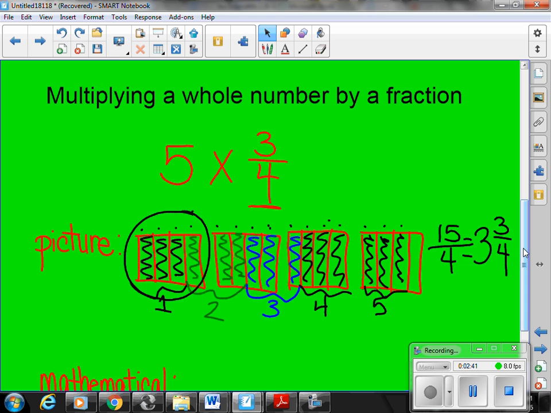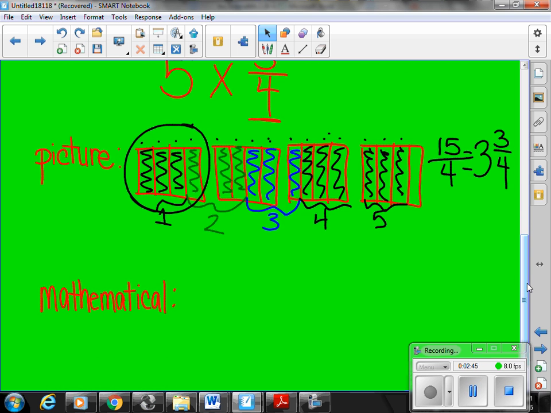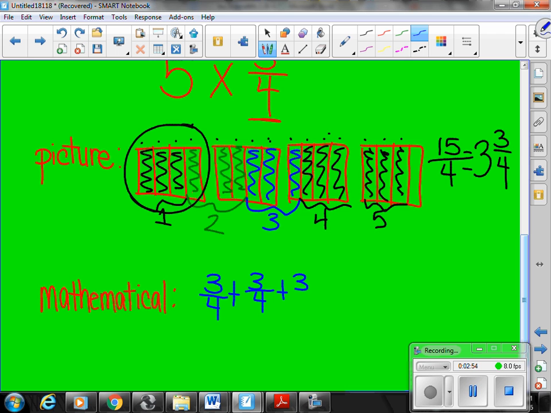Let's look at it mathematically. I said 5 times 3/4 was the same as adding 3/4 five times. So you could also go 3/4 plus 3/4 plus 3/4, and so on. And then we can count by 3s to get there. 3, 6, 9, 12, 15. So I have 15 fourths.